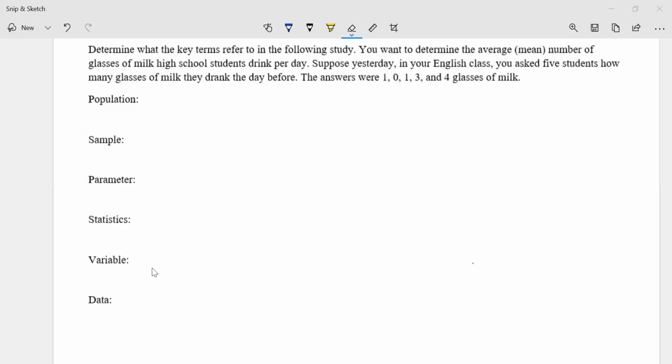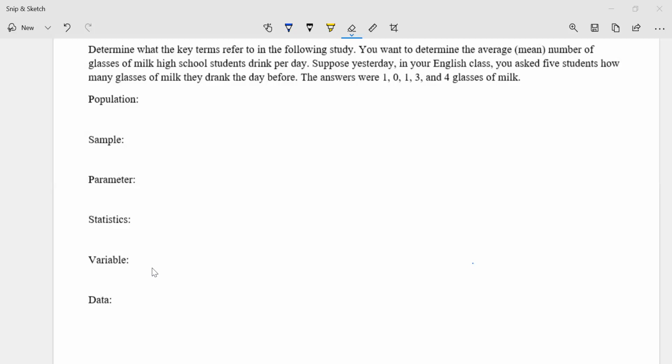Right? What do I expect to vary? I have a bunch of students. I'm going to ask each of them, okay, how many glasses of milk do you drink a day? How about you? How many glasses of milk do you drink a day? I'm going to ask the same question to everybody. So what is the variable? What changes from the answer one student will give me to the answer another student will give me? Well, what will vary is the amount of glasses of milk that each of the students in my English class drink.